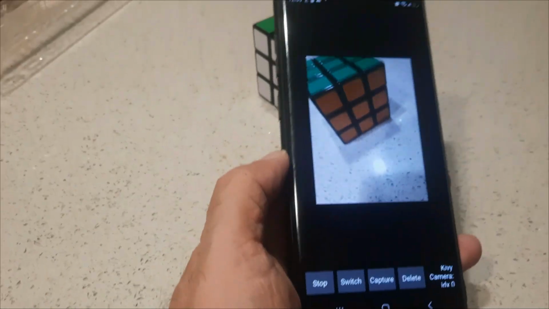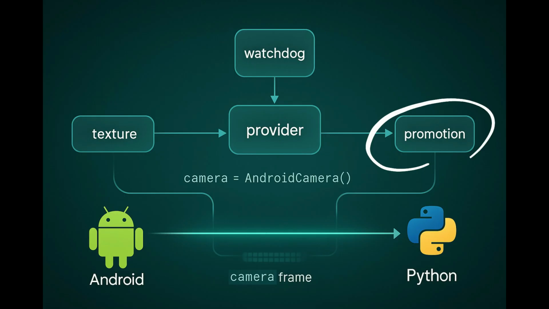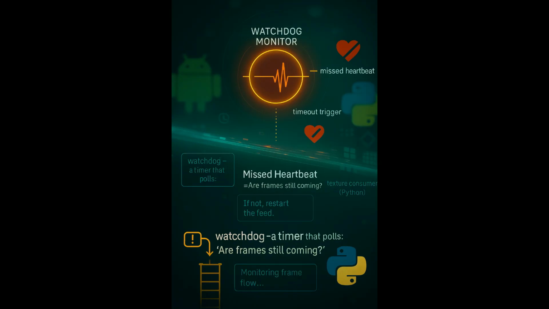Each fix taught me something new. Textures give you life, providers give you language, watchdogs give you time. But the real piece came with promotion logic. A ladder that says, if one provider goes silent, another steps in. No alerts, no manual restarts. It's like teaching your app to trust itself.